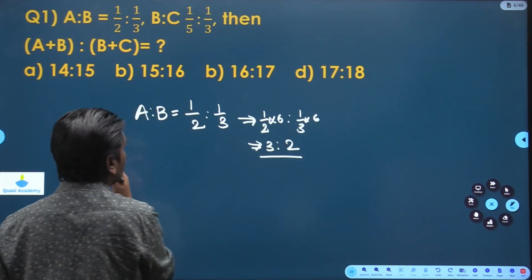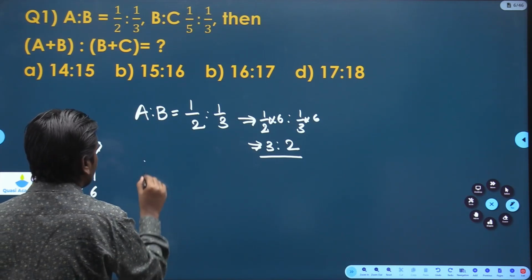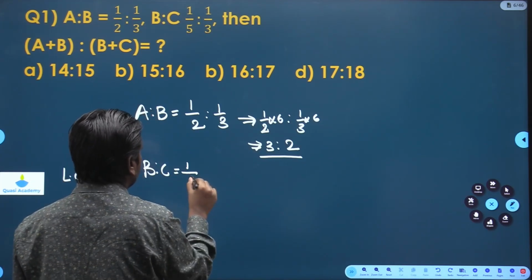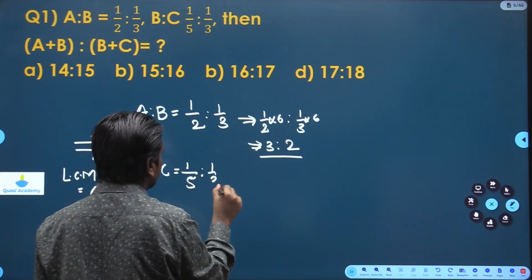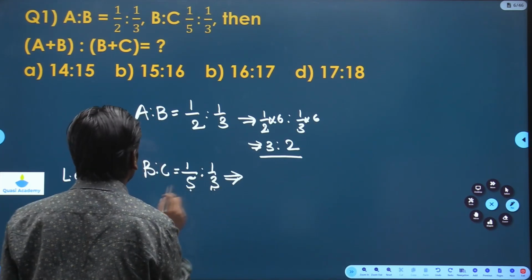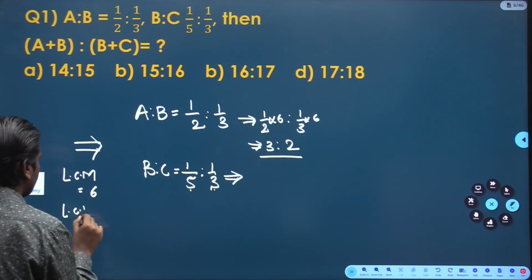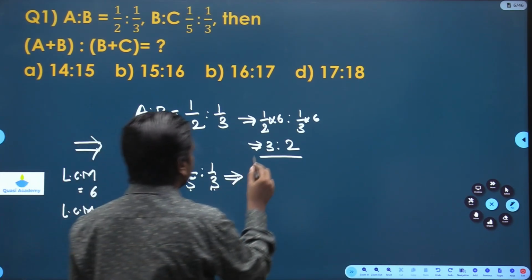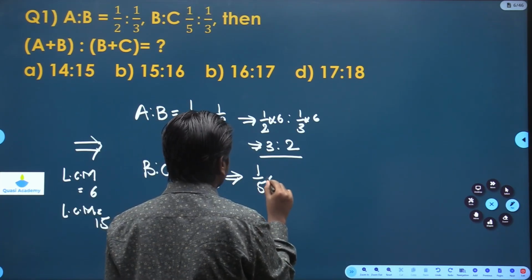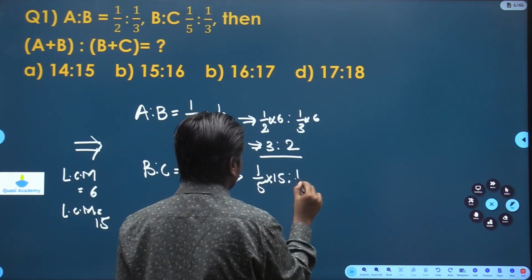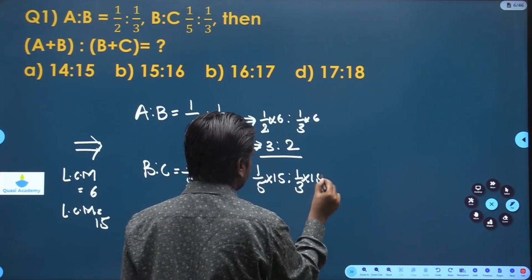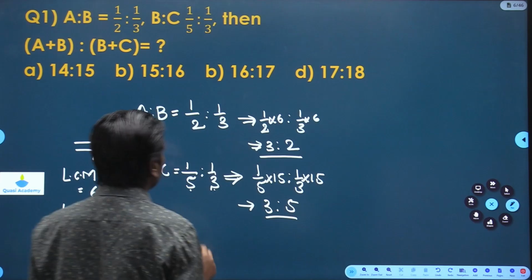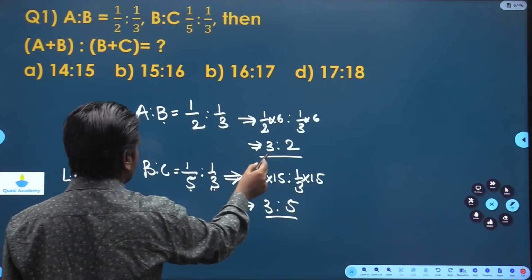Now B is to C is 1 by 5 is to 1 by 3. So just find out the LCM of 5 and 3. So just multiply by 15, and you get 3 is to 5. So now A is to B is 3 is to 2.